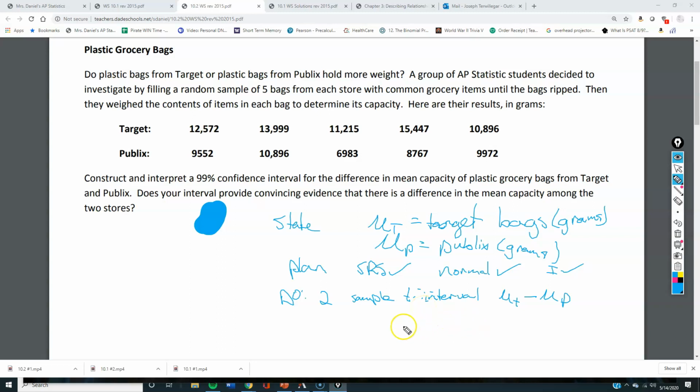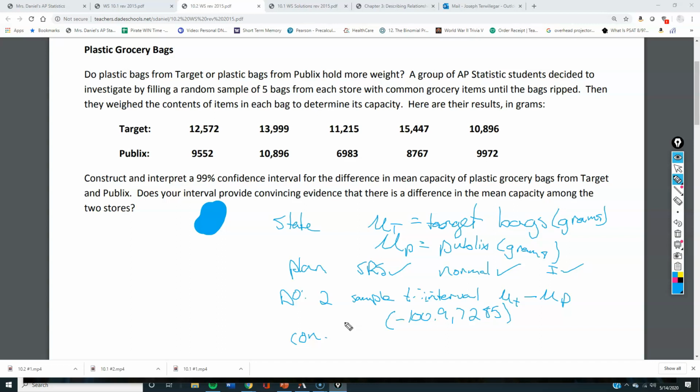And we're back with our interval. I got from negative 100.9 to 7,285. Oh, mama. So conclude. Listen carefully. Now we use 99%, so we are 99% confident that the interval from negative 101 to 7,285 grams captures the true difference in mean capacity for plastic grocery bags from Target and from Publix.